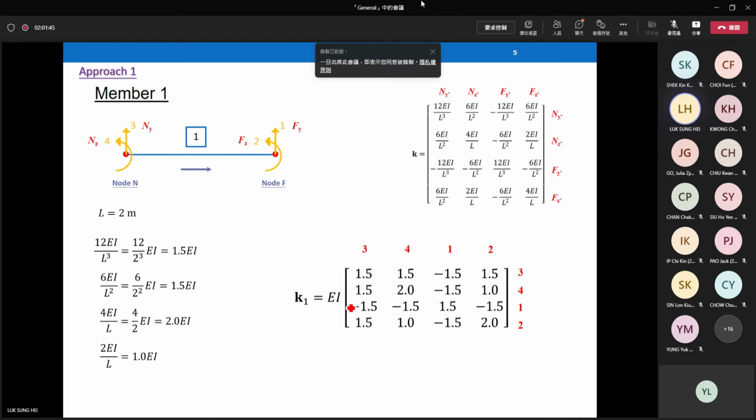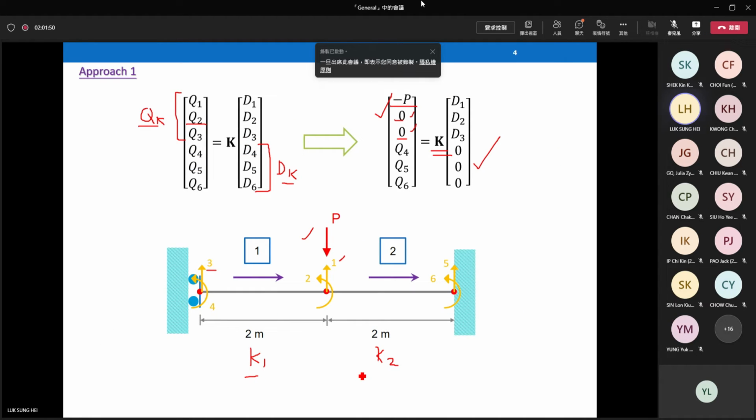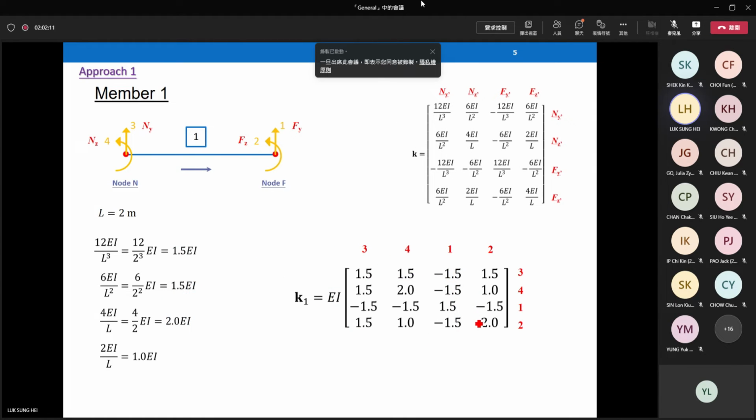Again, for this problem, K1, K2, element 1, element 2, they have the same length, 2 meters long. So in terms of the element stiffness matrix, all the values inside the element stiffness matrix should be the same because they have the same length, same E, and same I. So actually, you can reuse this set of numbers. You only change the code number order.